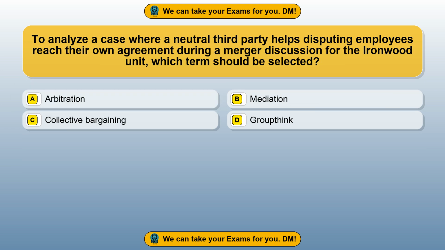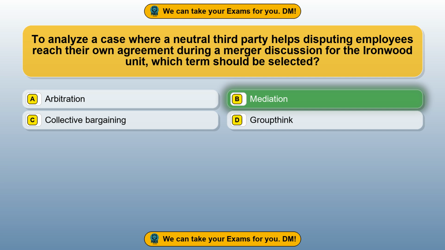Question 35. To analyze a case where a neutral third party helps disputing employees reach their own agreement during a merger discussion for the ironwood unit, which term should be selected? Option A, arbitration. Option B, mediation. Option C, collective bargaining. Option D, groupthink. The correct answer is option B, mediation.